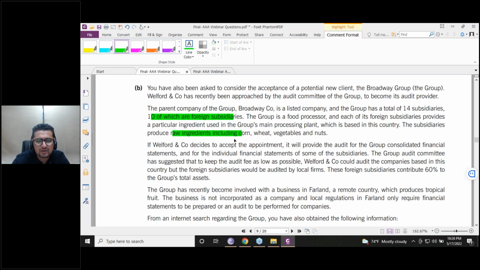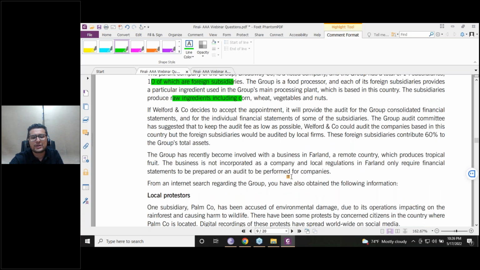Raw ingredients, so a specialized type of client. Okay. If Welford and Company decide to accept the appointment, it will provide the audit for the group consolidated financial statements and for the individual financial statements of some of the subsidiaries. So you are going to be the auditor of the consolidated financial statements, along with auditing the individual financial statements of some of the subsidiaries, not all of them.